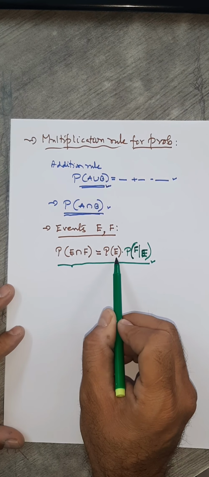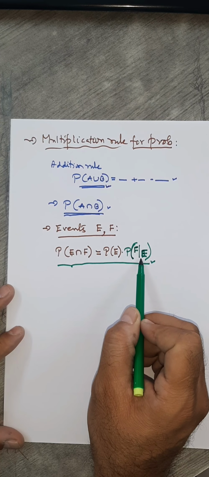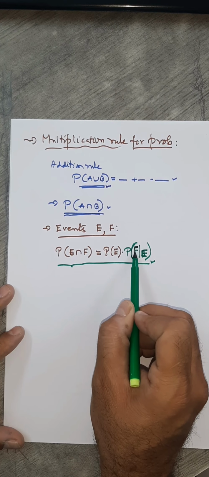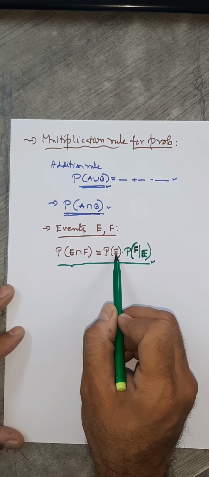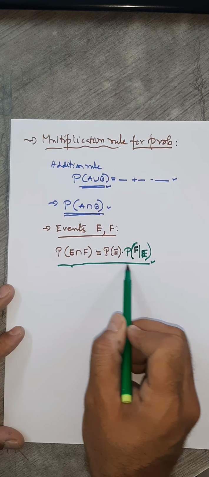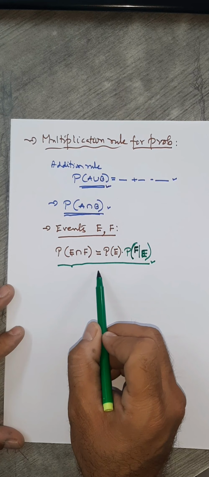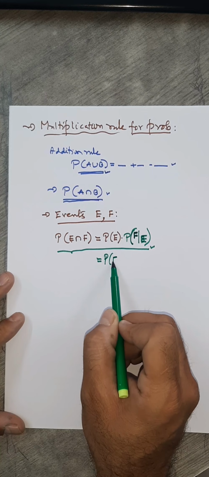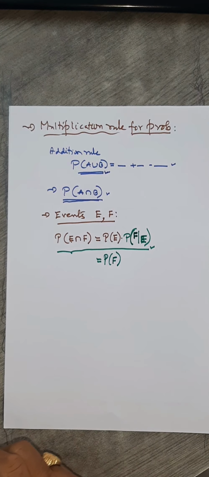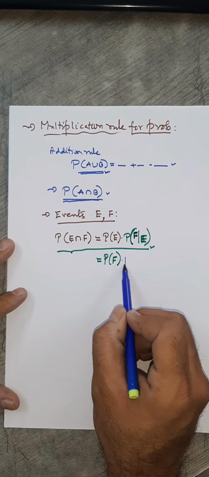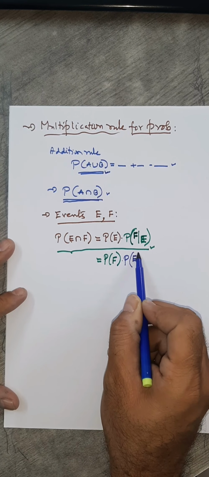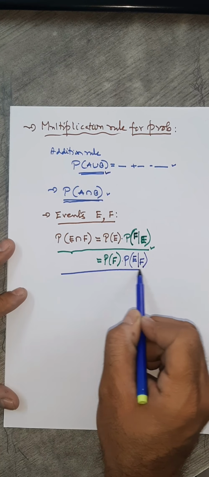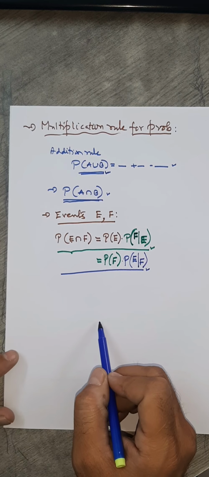What it says? There is a concept of conditional probability here. The event E has already occurred. The occurrence of the second event may depend upon the already occurred event. So we have here conditional probability. You can also rewrite it like this: suppose event F has already occurred. Then the probability of occurrence of the next event E may depend on the already occurred event, that is F. This also we can define as the multiplication rule for probability.